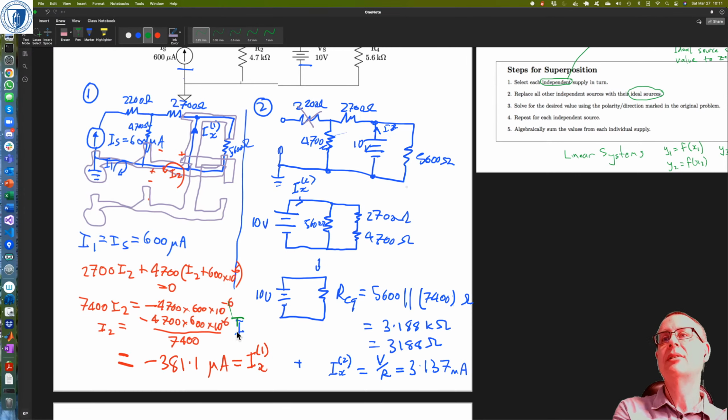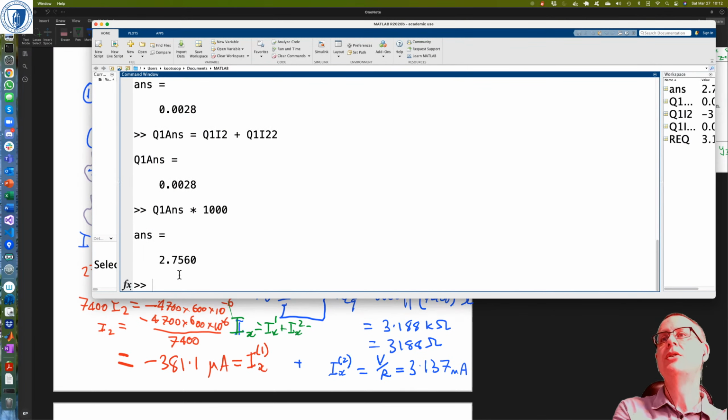So IX, let's just do it in green maybe. So IX equals IX1 plus IX2 equals 2.756, and now it's milliamps.